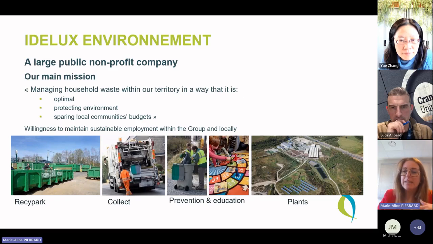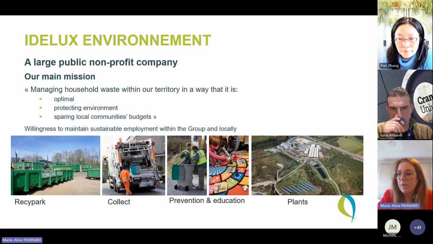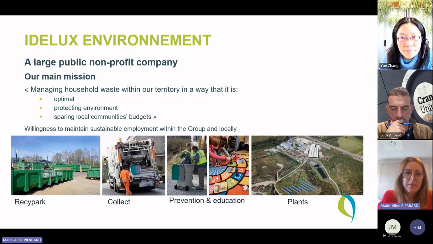Citizens can bring their waste to the recycling park, or we collect it in front of their door. We also try to educate people on how to sort the waste. And finally, the most interesting part for you is the plants.